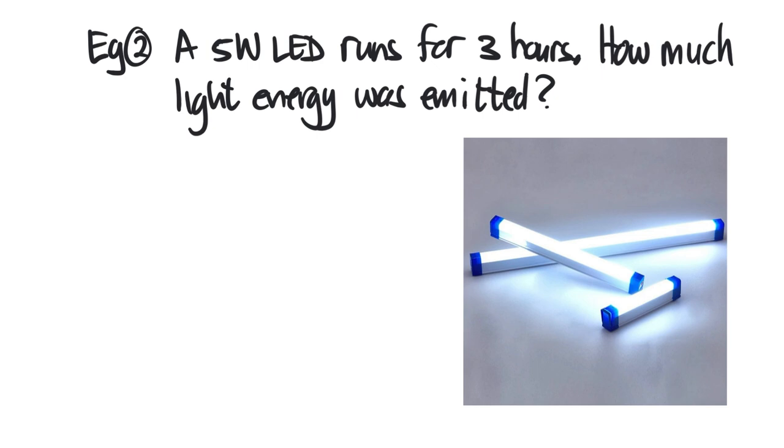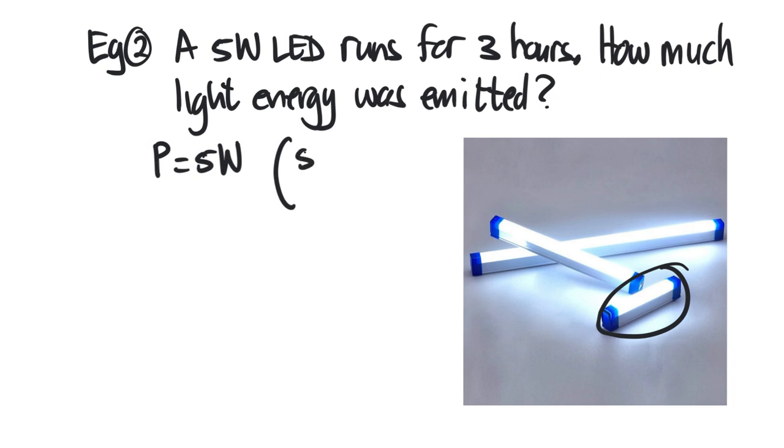So in the second example, we have a 5-watt LED light, like one of these. Let's assume it's this one. So we're going to look at one of them, and let's say it runs for 3 hours. How much light energy was emitted in those 3 hours? So the first thing we know is that the power of this LED light bulb is 5 watts.